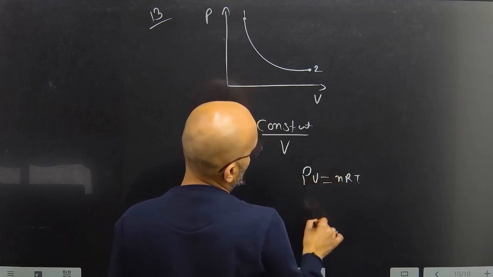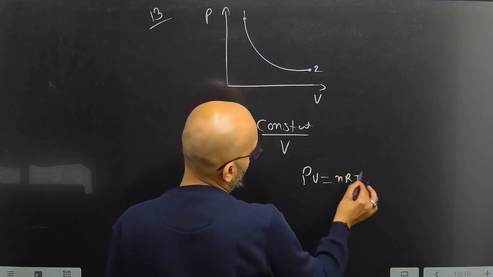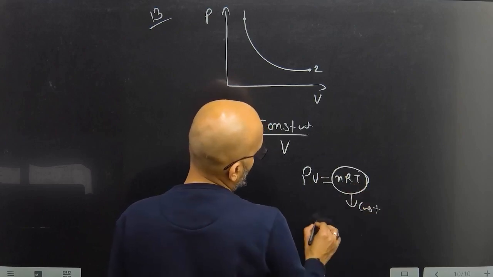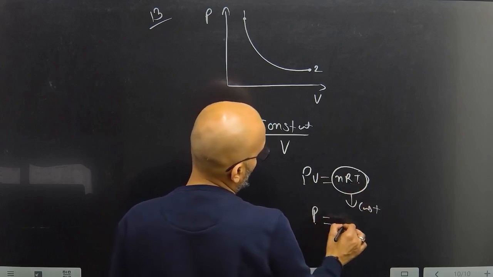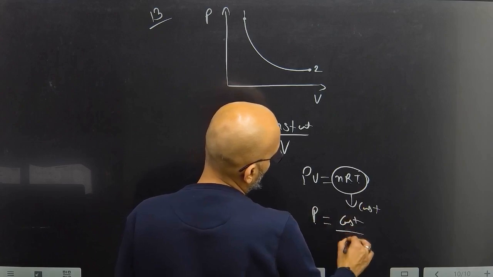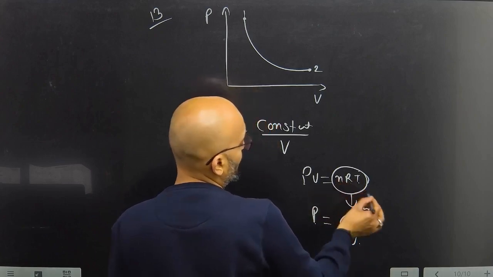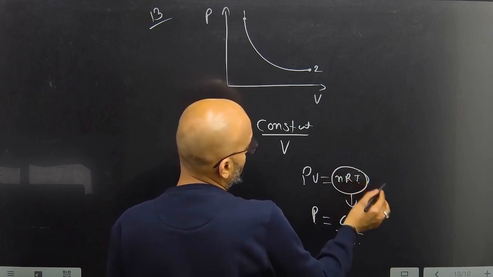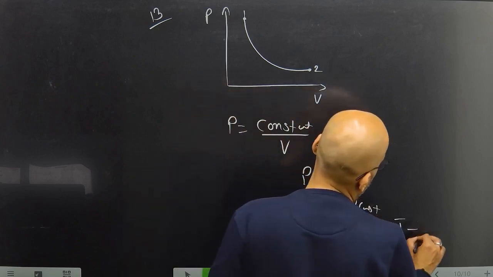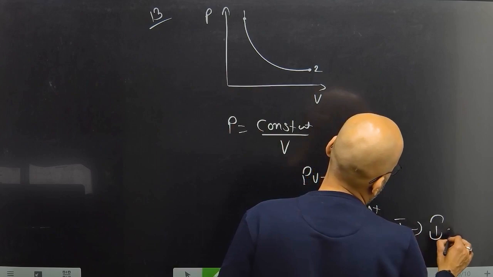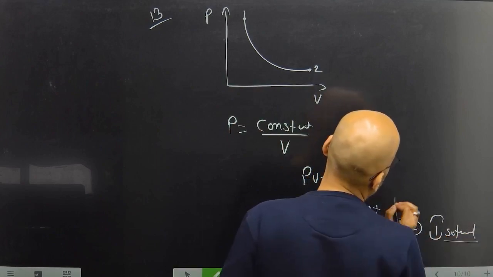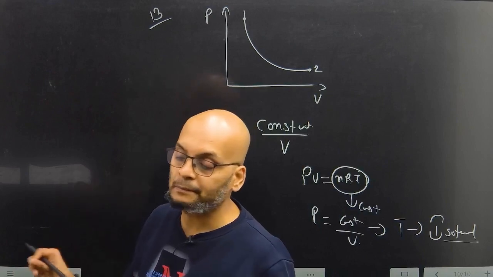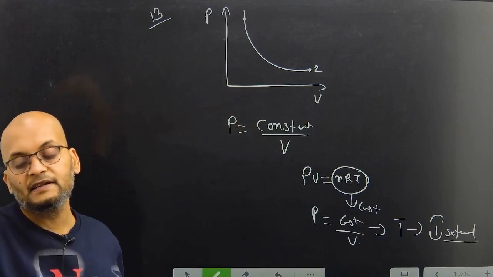If pressure is inversely proportional to volume, that means this thing is constant. If this is constant, then only we can say pressure is equal to constant upon volume. And if it is constant, this is the number of moles, this is R, and T is the temperature. That means temperature is constant, which means isothermal process. Isothermal process means temperature will remain constant, which is represented in graph 3.